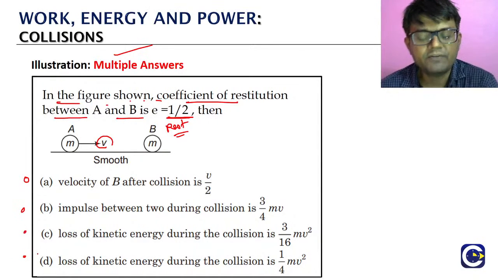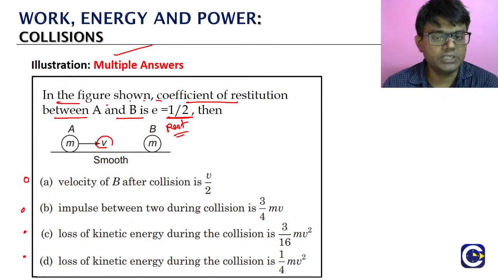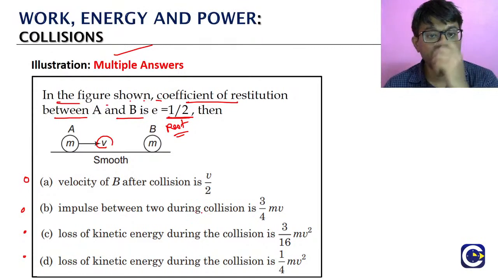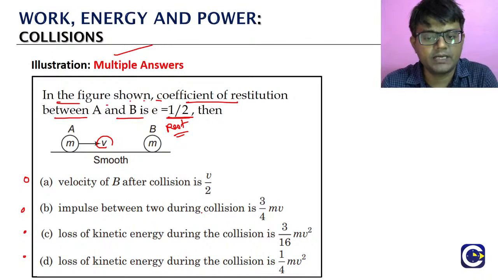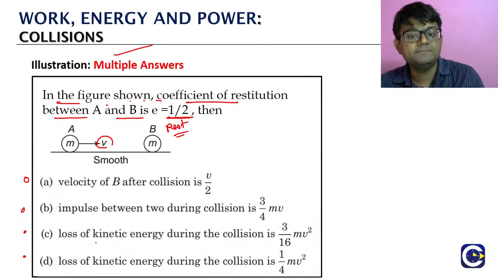Velocity of B after collision, and impulse between the two objects during the collision time. What is impulse? Change in momentum, right? For any particle you have to calculate the change in momentum. Then options C and D are talking about the loss of kinetic energy. So how do we proceed? How do we have to proceed?